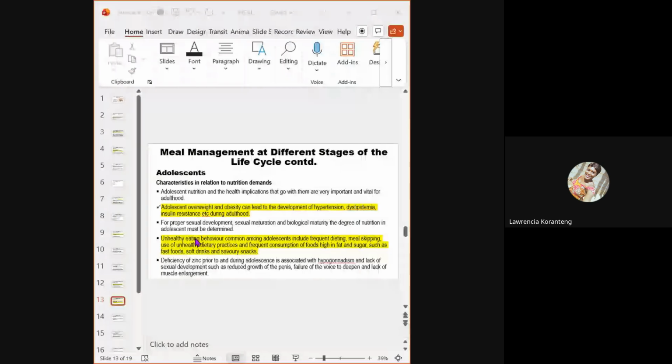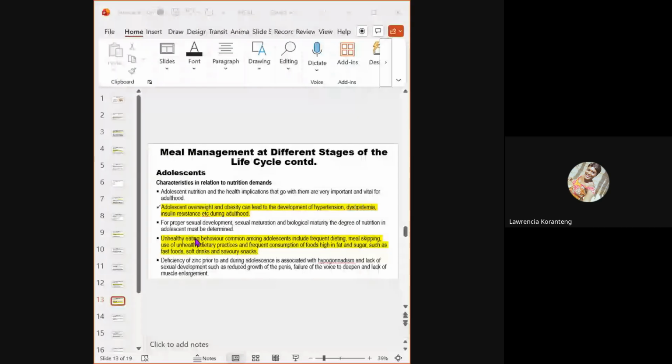Remember, we said that excess amount of fat too has effect on their reproduction. So at this stage, we need to have a lot of knowledge about the foods that they need, and then we need to counsel them very well and tell them why they need to eat well and eat in moderation so that they don't get too fat and then they don't also get too thin. So zinc deficiency prior to and during adolescence is associated with hypogonadism and lack of sexual development, such as reduced growth of the penis, failure of the voice deepening, and lack of muscle enlargement. So adolescent boys also need a lot of zinc.